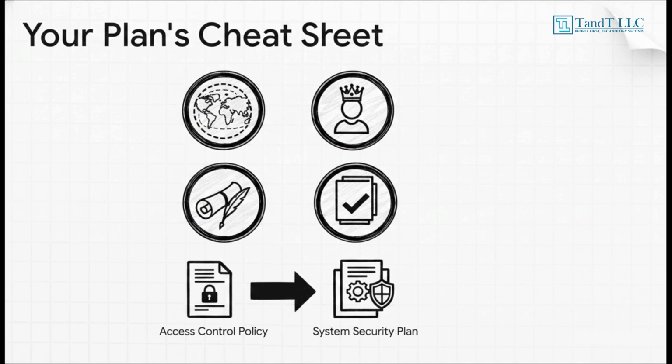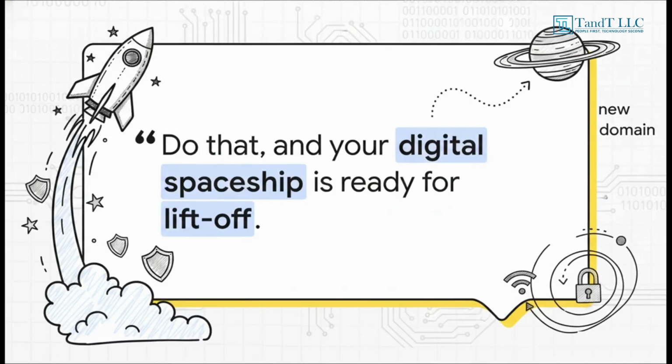Third, write that implementation narrative, the how we do it story for each rule. And finally, have your evidence ready, things like user logs and setup guides. It all comes down to knowing your data, controlling who can see it, and having the receipts to prove it. So start with your access control policy and then build your system security plan from there. You do that, and your digital spaceship isn't just compliant, it's secure. It's ready for liftoff.